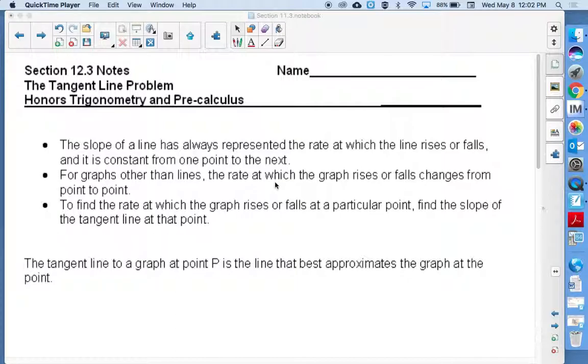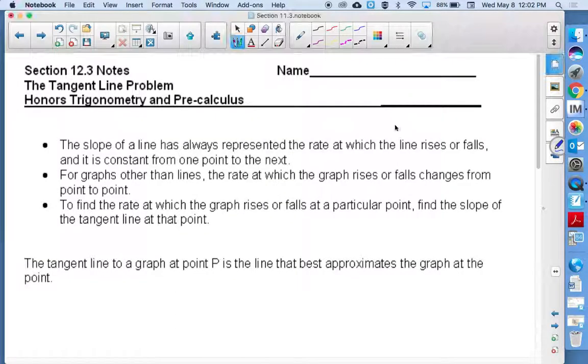The second bullet, for graphs other than lines, so your parabola, your square root graph, your sine curve, any of the graphs that we've done this year other than a line, the rate at which the graph rises or falls from one point to the next changes. Because if you have a parabola, the slope of a parabola or the rate at which that graph rises or falls is different if it's closer to the vertex than it would be if it's up more on the curve. The steepness is going to be different.